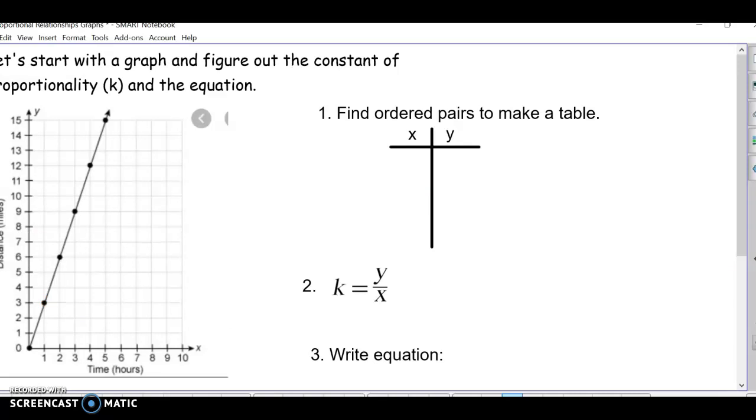Okay, and then the final thing we're going to do today is start with a graph and figure out what the constant of proportionality is. We worked on that yesterday, and write the equation. Okay, and we do that by taking ordered pairs, finding ordered pairs, and that means x and y, from our graph. Okay, and this one is pretty easy to see, I think.